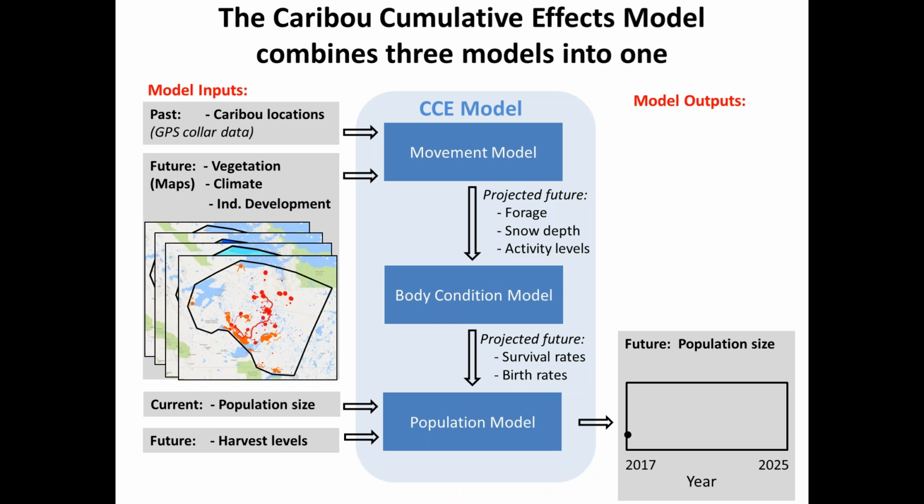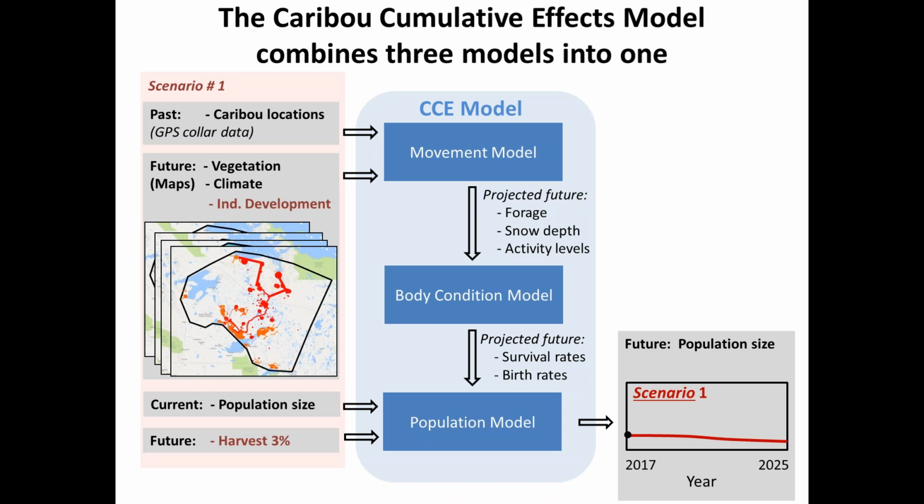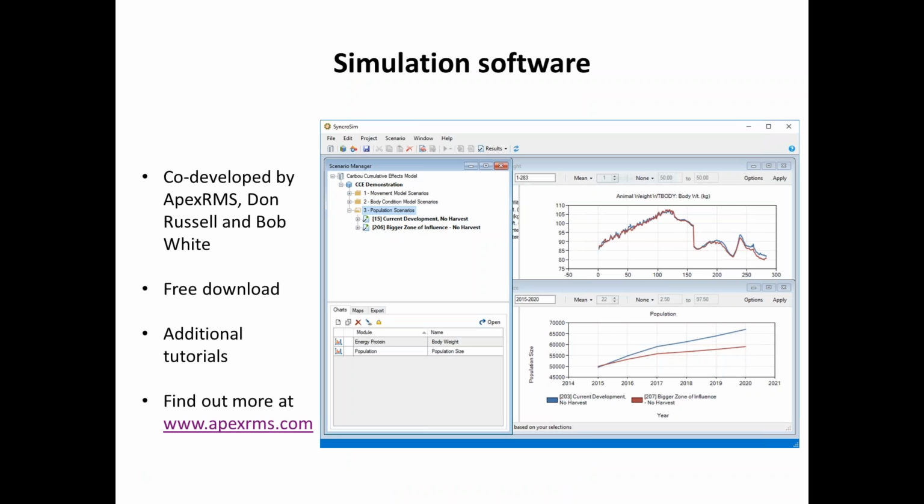So if we define a particular scenario, say for example, adding developments and roads to the landscape and setting a future harvest rate of 3% of the population, we can then make a projection of what the population size might be in the future. And then we can define an additional scenario where we change those assumptions, say no additional developments and roads, and a harvest rate of only 2%, and produce a corresponding projection for that second scenario of future population size.